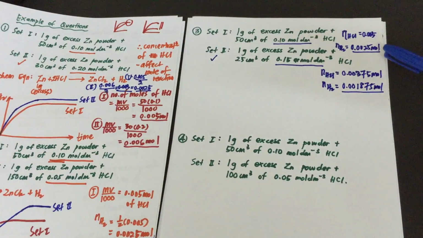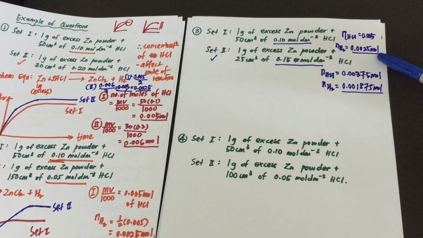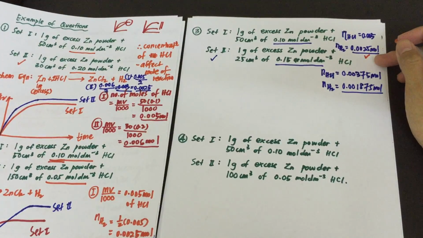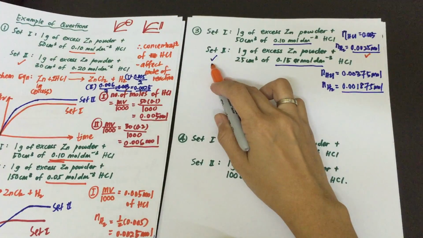Set 1 gives 0.0025 mole of hydrogen gas, while set 2 gives 0.001875 mole of hydrogen gas. So from here, we know that set 1 gives a higher product, while set 2 gives a higher rate of reaction.